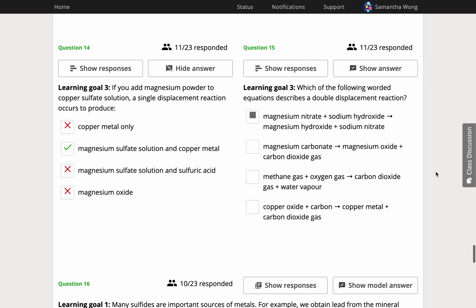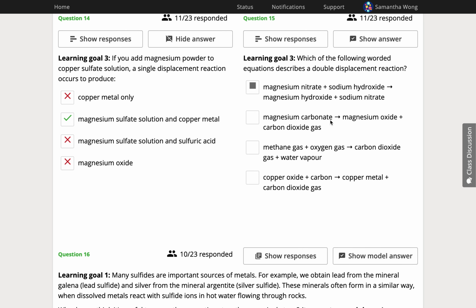Let's double check our other options. Magnesium carbonate forms magnesium oxide and carbon dioxide gas. We know it cannot be this because that is a decomposition reaction, so it breaks down. So we rule out B. We move on to C. Methane gas plus oxygen gas gives you carbon dioxide gas plus water vapor. So keep the first half, swap the second half. So we've got methane, and none of our options on your products have methane. So that rules out option C.